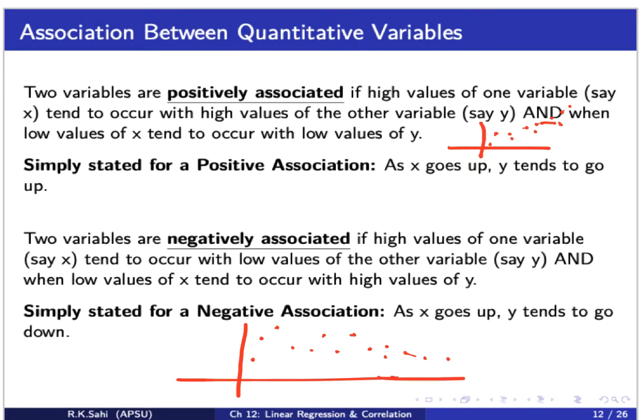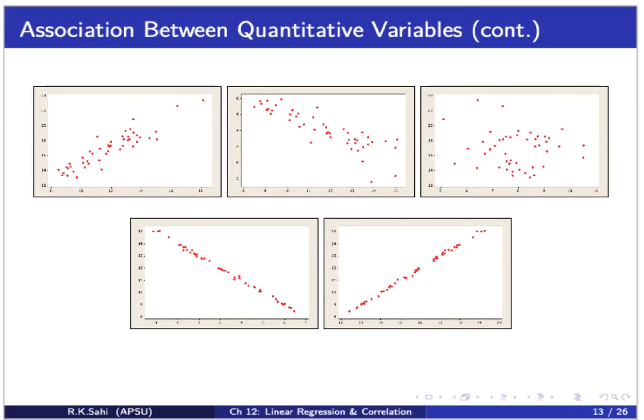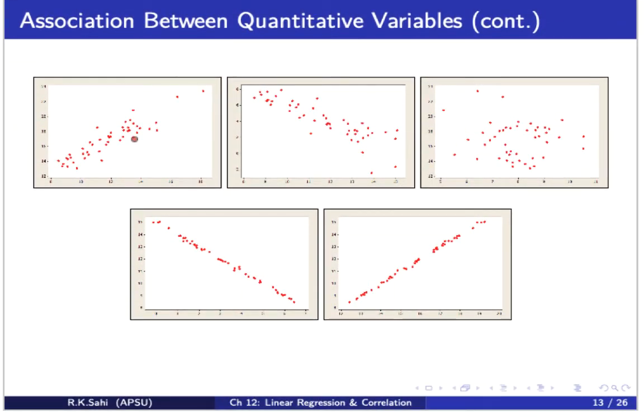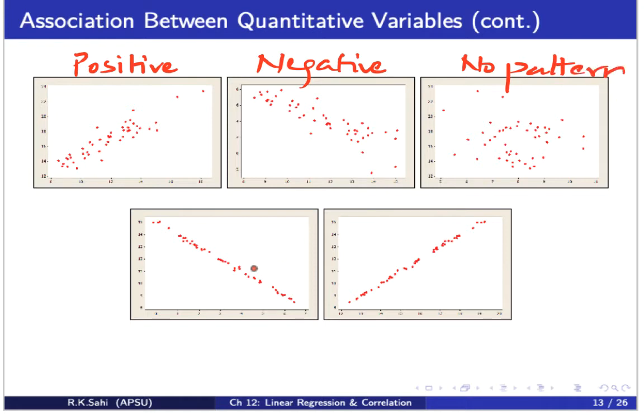Now the next slide shows all different kinds of pictures of this association. So the first picture clearly is a positive association because it's going up. Second one is negative. Third one, no pattern. It's all over the place. There's nothing, there is no association. Now, this one is negative, but notice the strength, how close the values are to each other. It is negative, but at the same time, the strength is very strong.